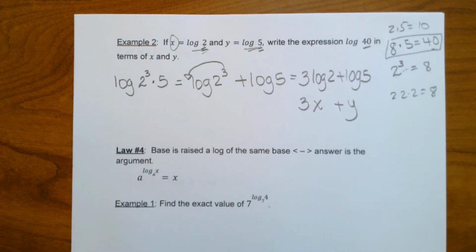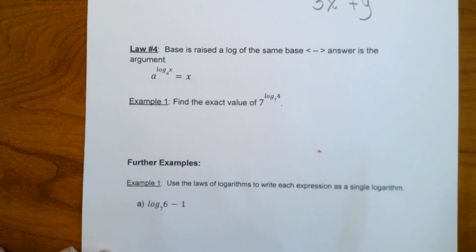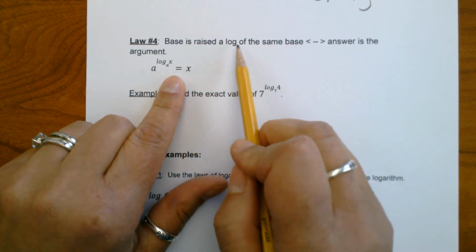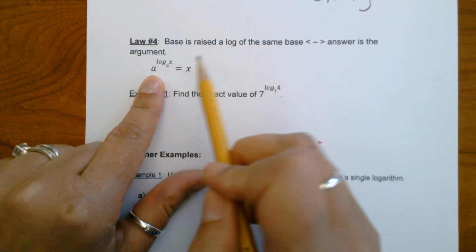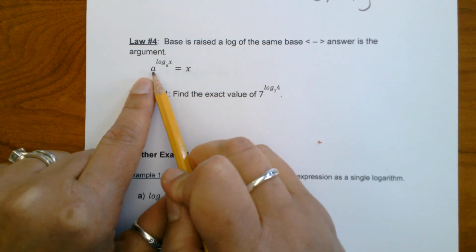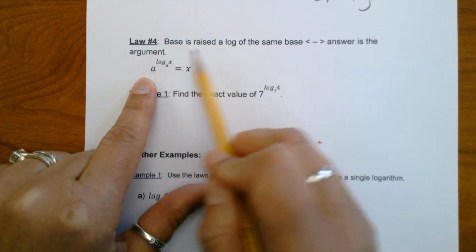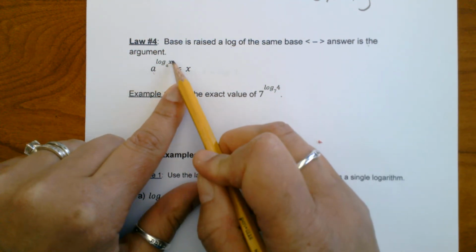Okay, let's see. Next, last law, number 4. A base raised to a log of the same base. Let's look to see what that looks like. Base a raised to log base a of x. The answer is the argument, x.